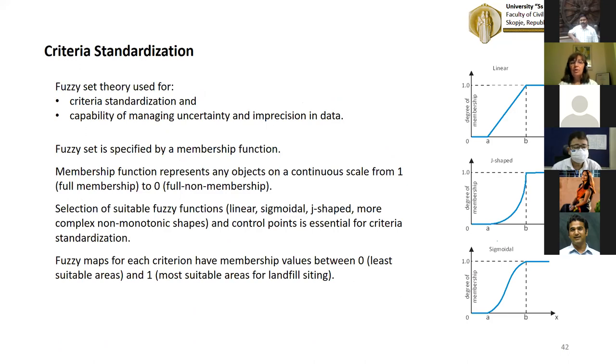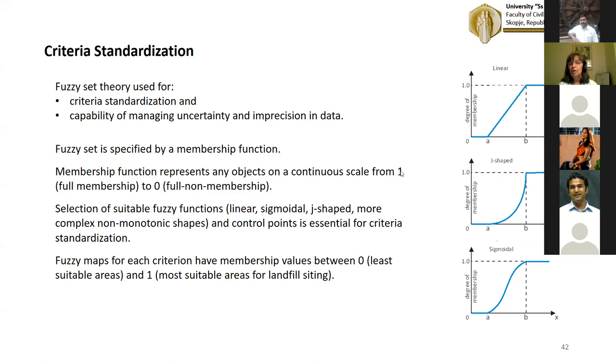And fuzzy set theory is specified by a membership function. When it comes to fuzzy set theory, the membership function represents any object on a continuous scale from one, which represents full membership, to zero, representing non-membership, which means that fuzzy maps for each criterion have membership values. When we create fuzzy membership maps, they have values between zero, which means that they are not suitable for landfill siting, and one, which means that these areas are suitable for landfill siting.